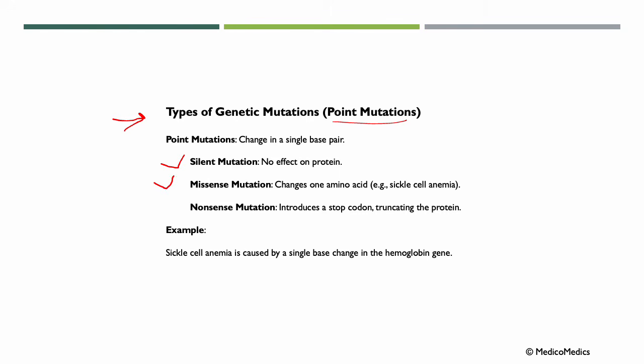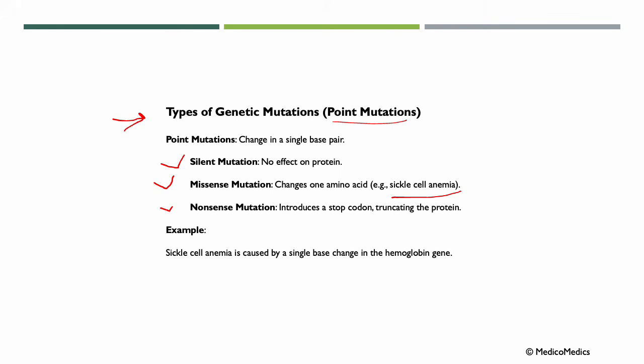Then we have missense mutations. So a single nucleotide change results in a different amino acid being incorporated into a protein. This can affect protein structure and function, sometimes leading to diseases. An example is sickle cell anemia, caused by a mutation in the hemoglobin gene, where glutamic acid is replaced by valine, leading to misshapen red blood cells.